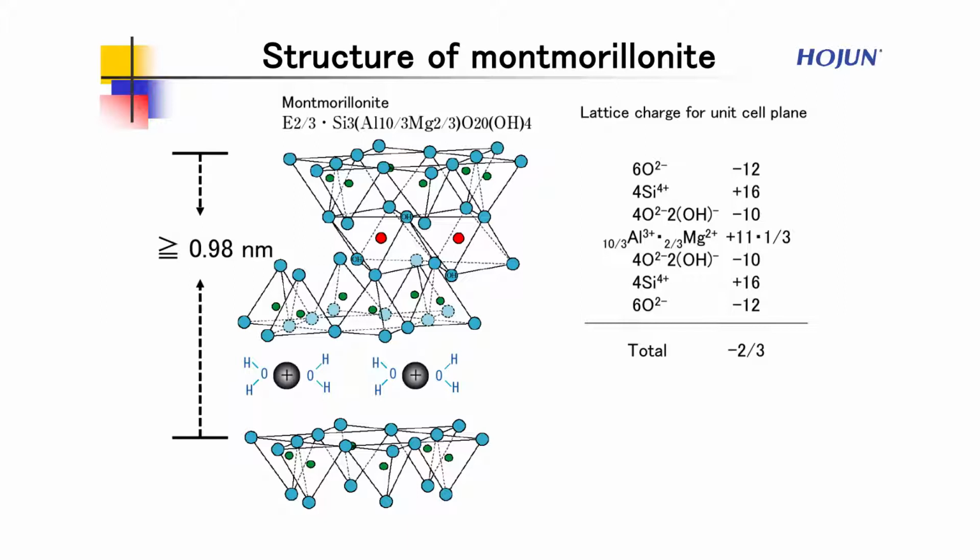The characteristics of montmorillonite are that the crystal layers hold a charge, and that it holds exchangeable cations in order to compensate for this electric charge. The amount of charge held by the crystal is called the crystal exchange capacity.